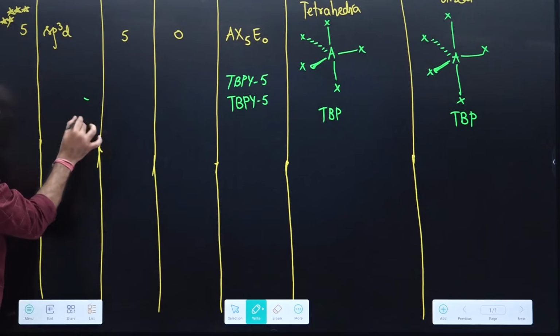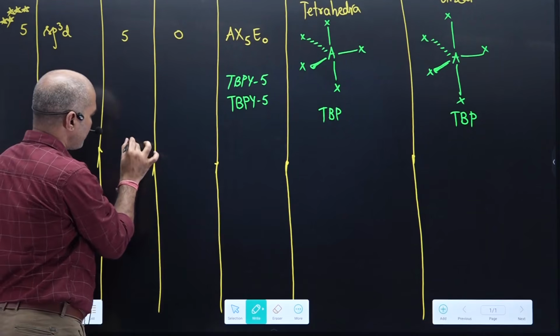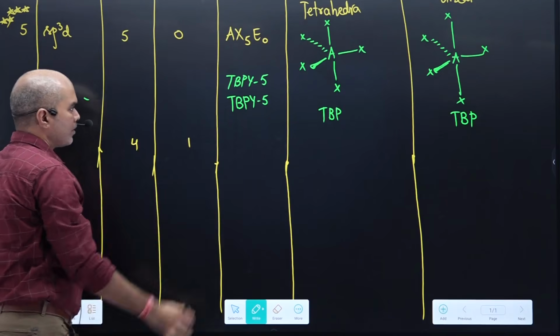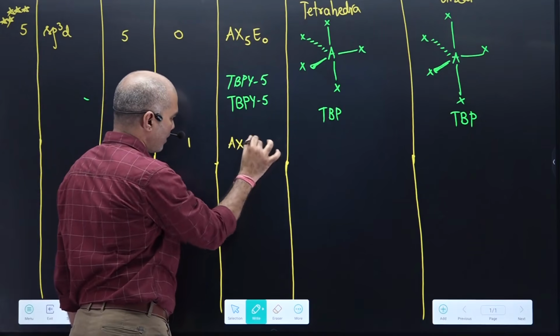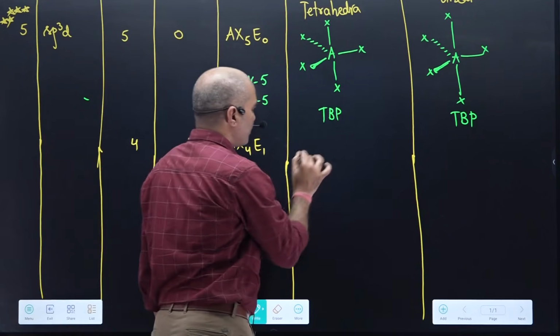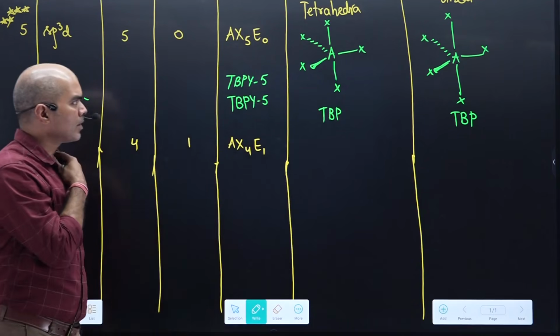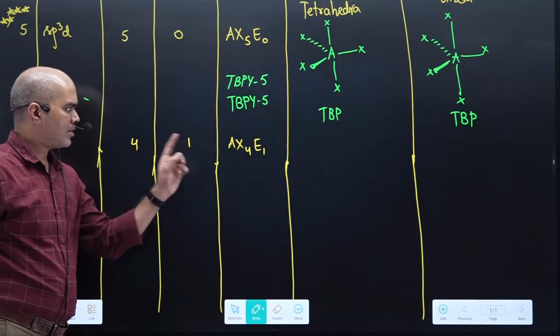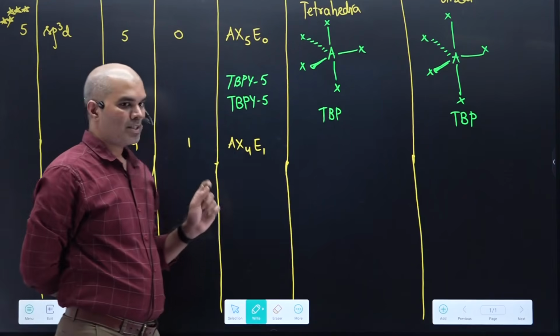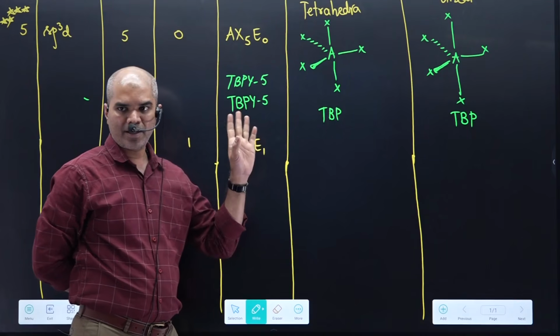Then let us choose 5041. AX4E1. Where should I put the lone pair? Now this is a topic of discussion separately. I said it is a separate discussion, TBP.